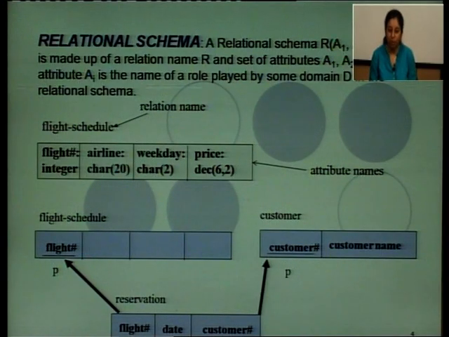We have a table, known as a relation name, flight schedule, having flight, integer, airline, weekday and price. These are the attributes of that flight schedule, and the integer, char 20, char and date are the values assigned to those particular attributes. These are known as the attribute names. In the second table, flight schedule, the flight is the primary key. Another table, customer, has another primary key, and it relates to the next table, reservation, with another primary key.